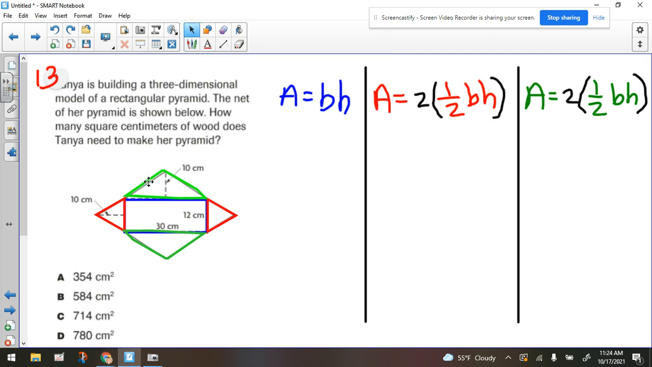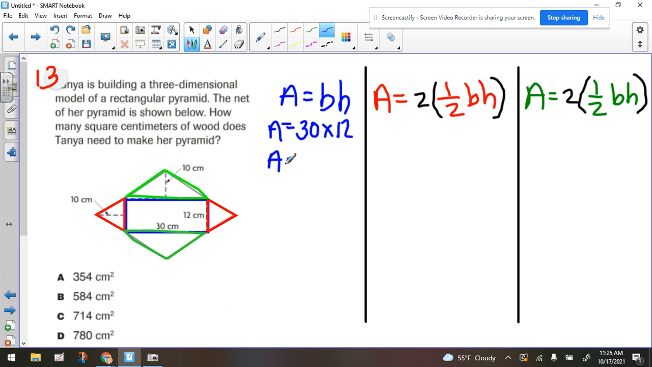So let's start with this piece right here. Let me move that out of the way. It's a rectangle. And what's the formula for area of a rectangle? It's base times height. So let's go back and look and see what the base and the height are. They're telling us that this line here is 30 and this line is 12. So let's plug those into the formula. Area equals 30 times 12. Now you'll go ahead and multiply those numbers together and you're going to have some number, but I'm going to leave an empty space.